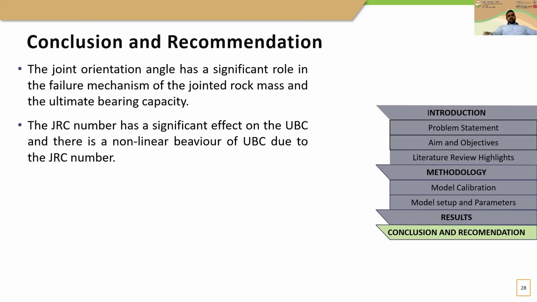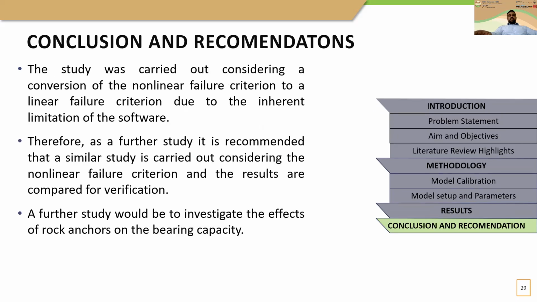So what we can say is that, of course, this is a very complex phenomenon. That means the joint orientation angle has a significant role in the failure mechanism of jointed rock mass and the ultimate bearing capacity, and the JRC number also has a significant effect on the ultimate bearing capacity. And there is a nonlinear behavior between the ultimate bearing capacity and the JRC number as well as the joint orientation.